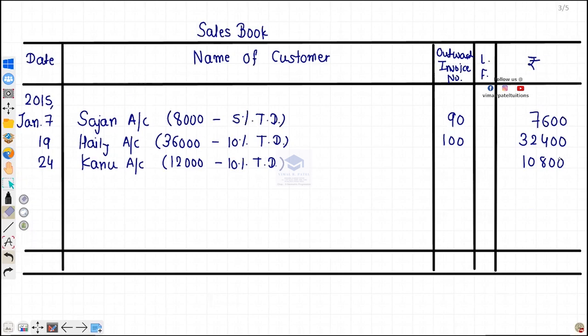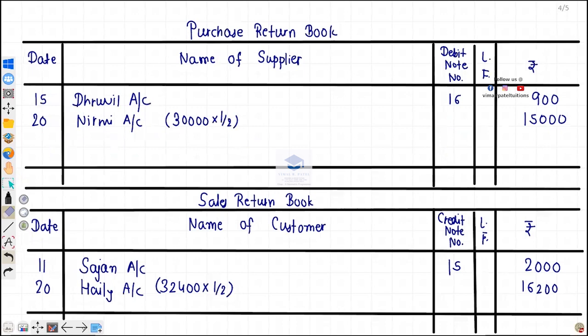Supplied goods to Kanu for his order. 25th cash purchase and cash sales will not be recorded.